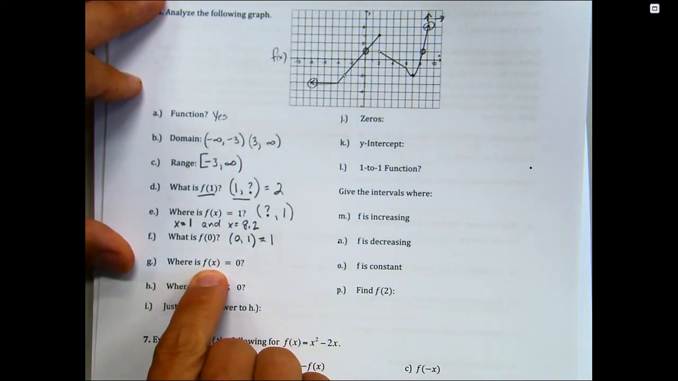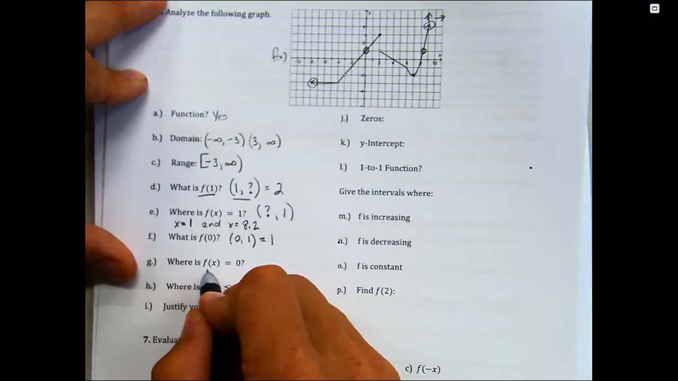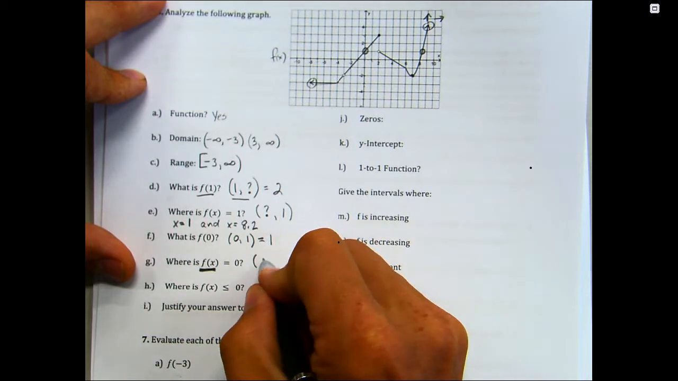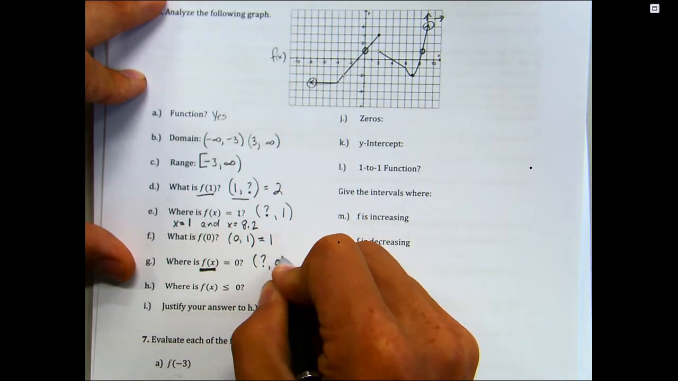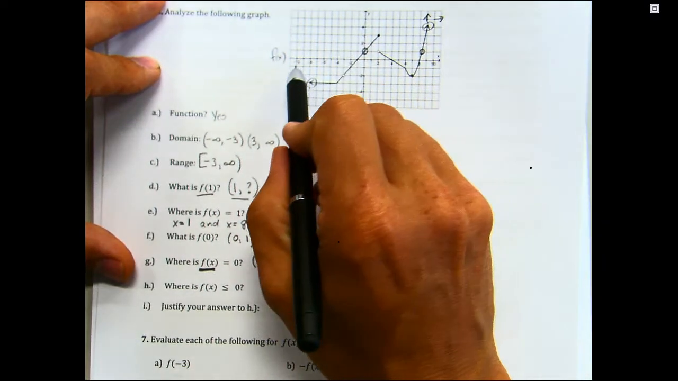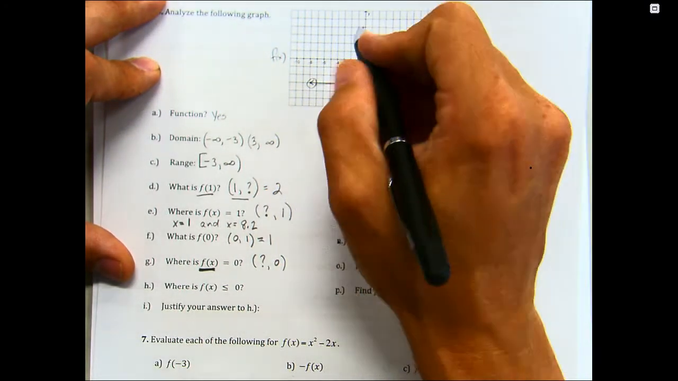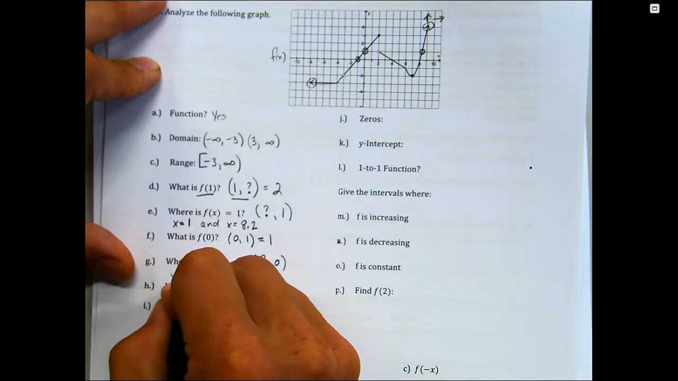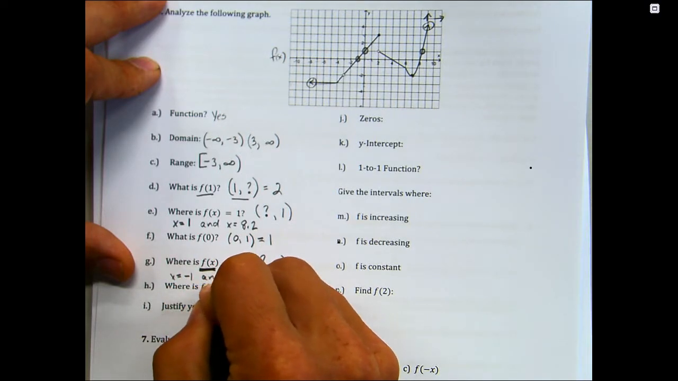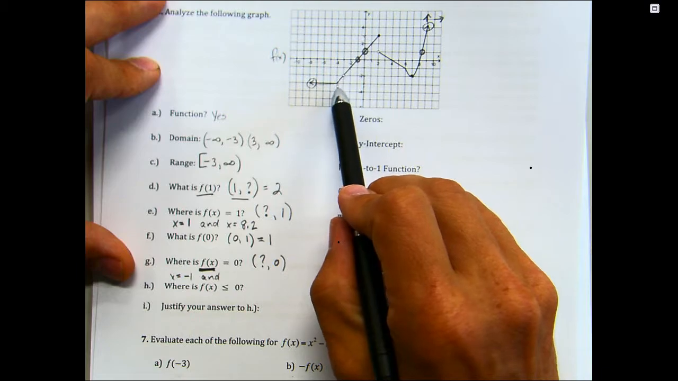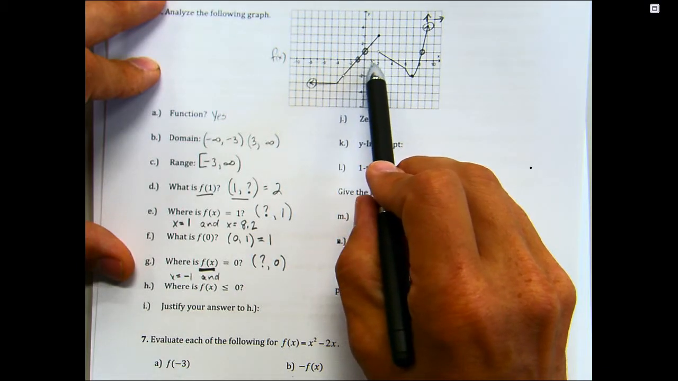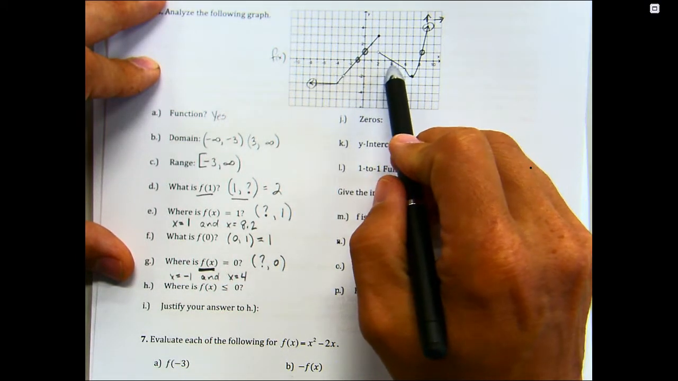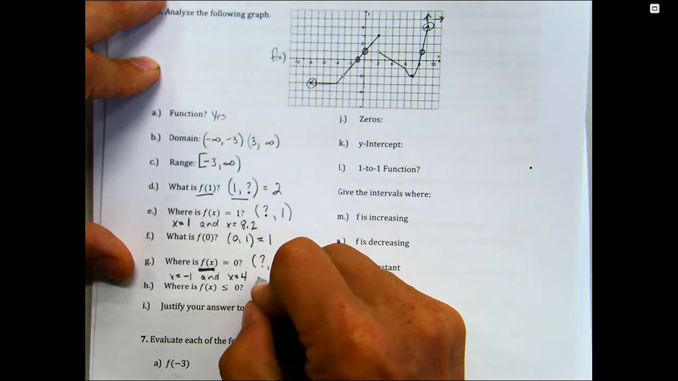Where is f of x equal to 0? When is the height of the graph, f of x, equal to 0? So they're asking this question: at what x's is my height 0? So let's go and look at them here. Looks like at x equals minus 1, that's a height of 0. x equals 4. And x equals 8.